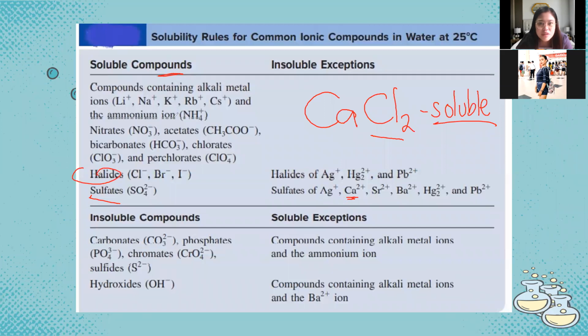Calcium, makita nato si calcium sa list, pero mahimo lang siyang insoluble kung ang partner niya ay sulfate. Pero dili man ni siya sulfate, chloride man ni siya, and you can see there that halides, including the chloride, is soluble. So again, the answer here is soluble. Madidissolve si calcium chloride sa tubig, class.